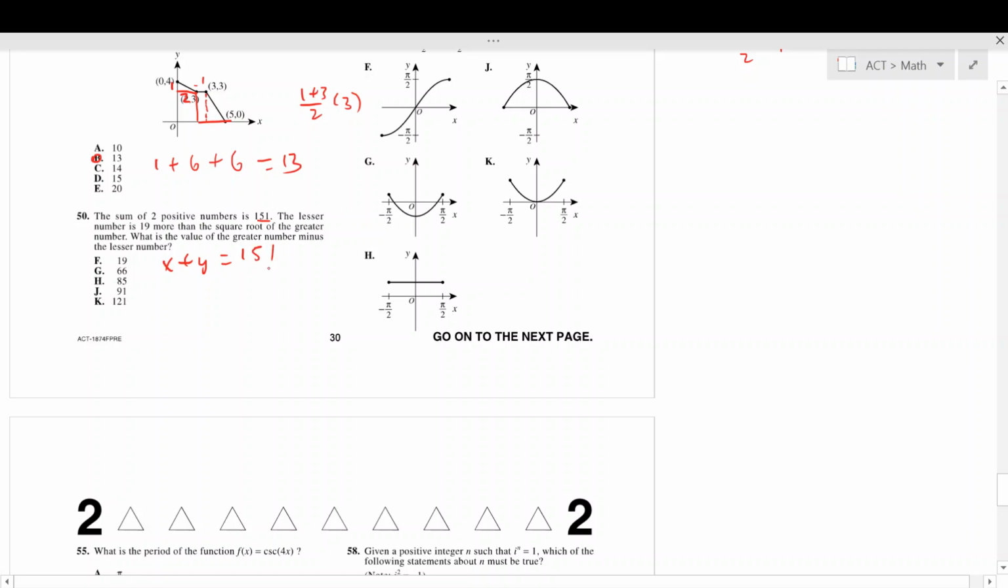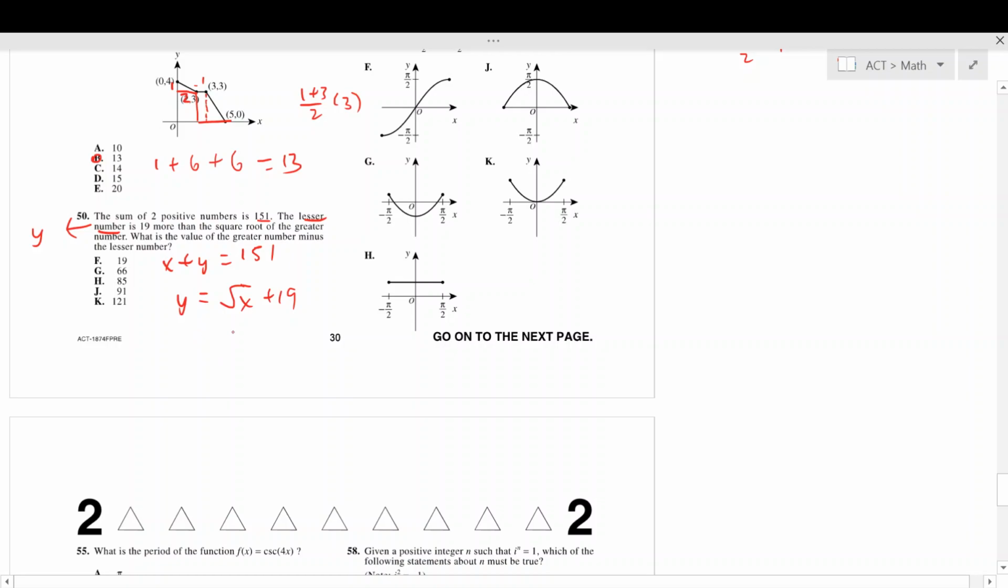The lesser number, here I'd underline lesser number, and I would write out to the side lesser number is y. Just to make sure I don't forget that lesser is y. The lesser number, y, is 19 more than the square root of the greater number. So the greater number must be x, and then we need square root of x, is 19 more. Y is 19 more than the square root of the greater number x. Right.